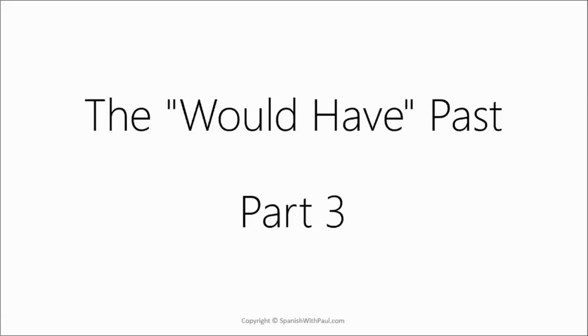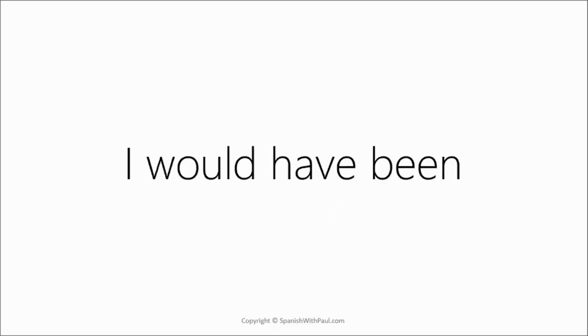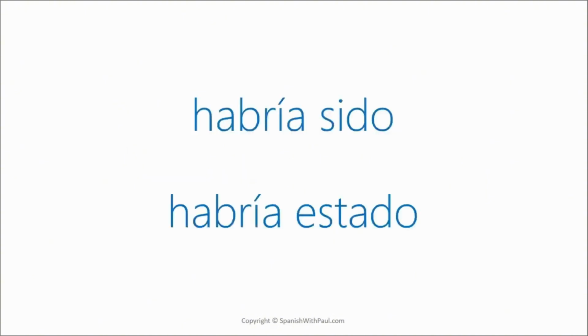In part 3, we'll look at how to express this idea of would have with been. Now there are two options here. You can say habría sido or habría estado. Now obviously this one is coming from ser, and below that we have from estar. So you're going to have to make those same decisions between ser and estar when it comes to expressing this idea of would have been.